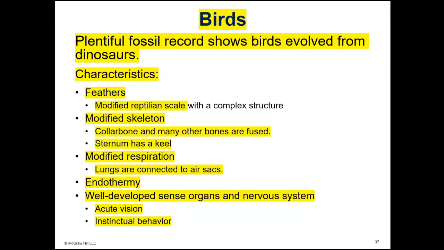Birds, evidence shows, evolved from dinosaurs. Bird characteristics are feathers, which are modified reptilian scales, and a modified skeleton for flight. The collarbone and many other bones are fused. The sternum has a keel, which I'll show you a picture of in a minute.